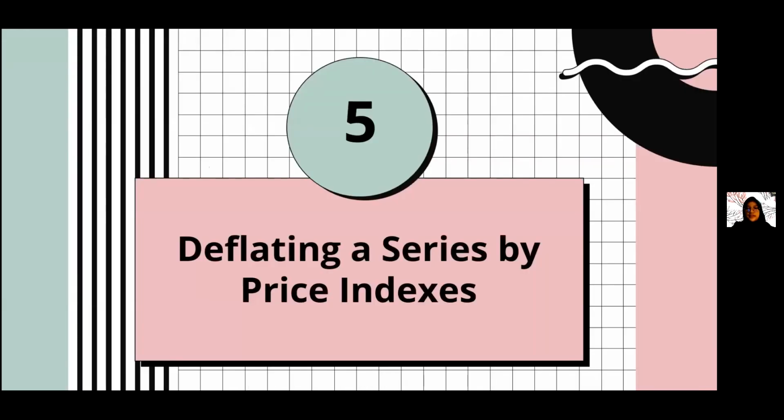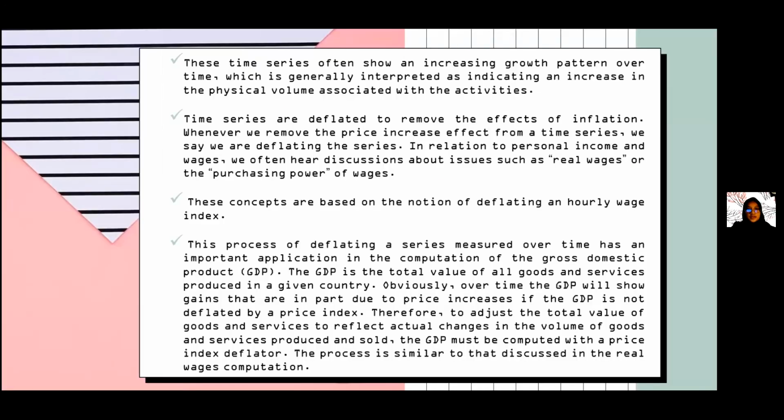Next topic, deflating a series by price indexes. Time series often show an increasing growth pattern over time, which is generally interpreted as indicating an increase in the physical volume associated with the activities. Time series are deflated to remove the effect of inflation. These concepts are based on the notion of deflating an hourly wage index. This process of deflating a series measured over time has an important application in the computation of the gross domestic product or GDP.